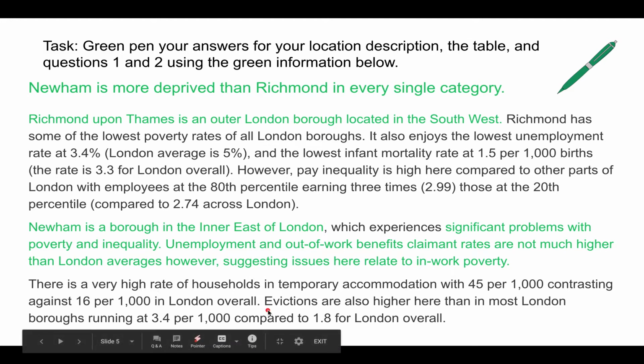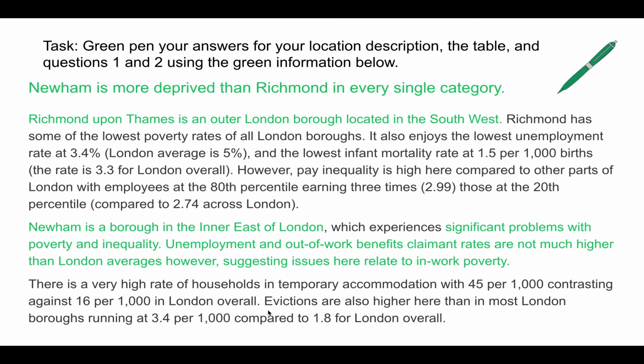It means that you get kicked out of your home, okay? So evictions are where maybe you can't pay your rent, or maybe the landlord wants to take over the property for some reason. They can kick you out, they can ask you to leave. And so evictions are higher here than in most London boroughs, running at 3.4 households per 1,000 compared to 1.8 households for London overall. So some big differences, some that are not huge differences, but we still can think of reasons why that might be particularly problematic.